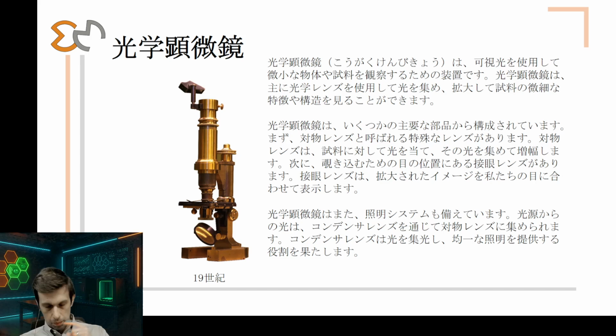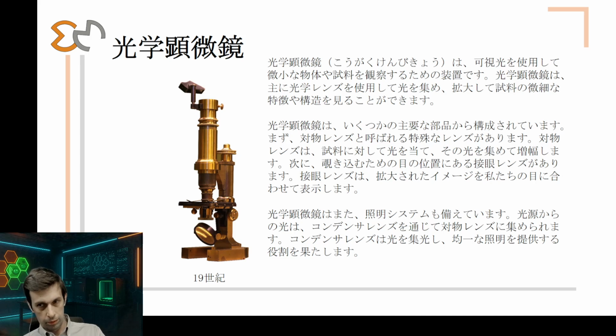But let's go back a little bit. Let's start from the optical microscope. These are devices used to observe a small specimen under visible light. They use optical lenses to focus and magnify the light, and they consist of many pieces that are common also with the scanning electron microscope and transmission electron microscope. So we will have a look also at the optical microscope.